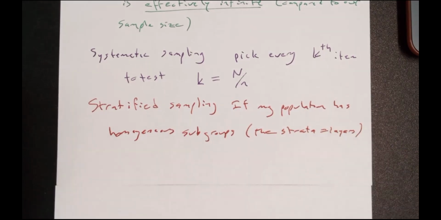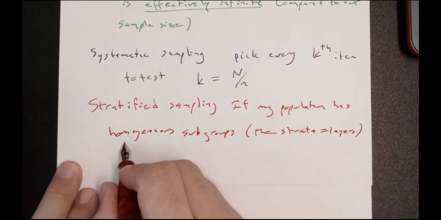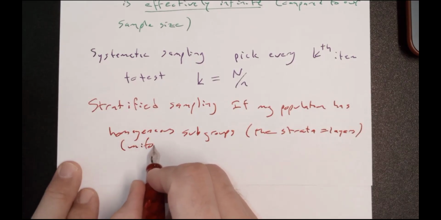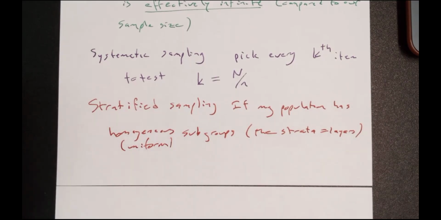now I just used another big fancy math word there, homogeneous. Uniform, really, that's all that means. Homogeneous subgroups, in this case, means uniform. So I would want to make sure I have enough of a sample to account for demographic changes, younger, middle-aged, older.